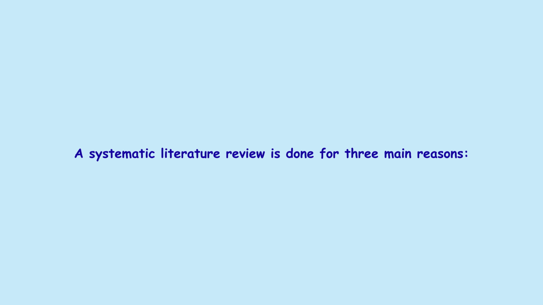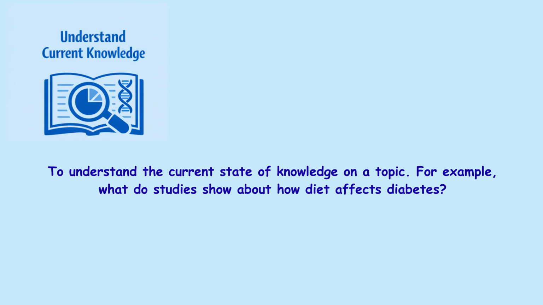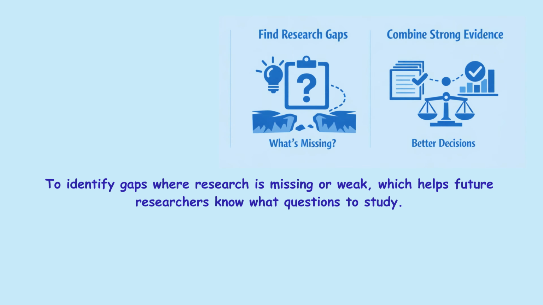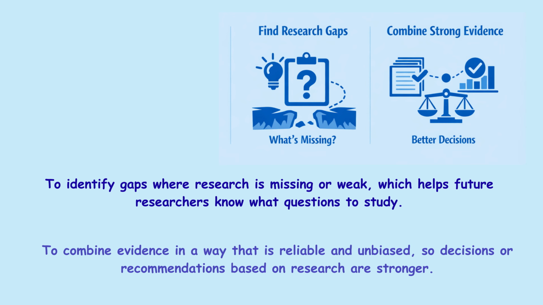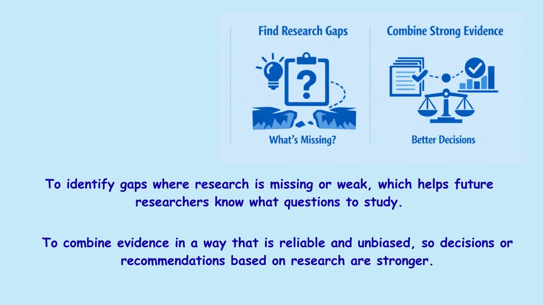A systematic literature review is done for 3 main reasons: to understand the current state of knowledge on a topic. For example, what do studies show about how diet affects diabetes? To identify gaps where research is missing or weak, which helps future researchers know what questions to study. To combine evidence in a way that is reliable and unbiased, so decisions or recommendations based on research are stronger.